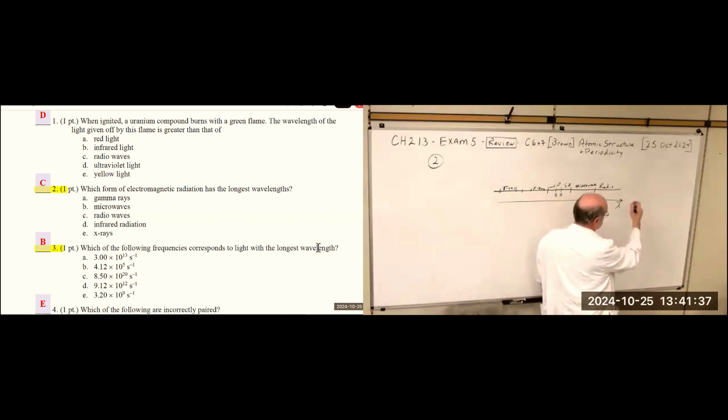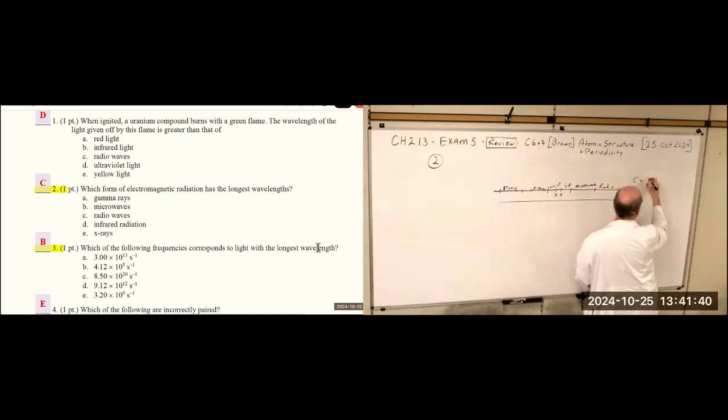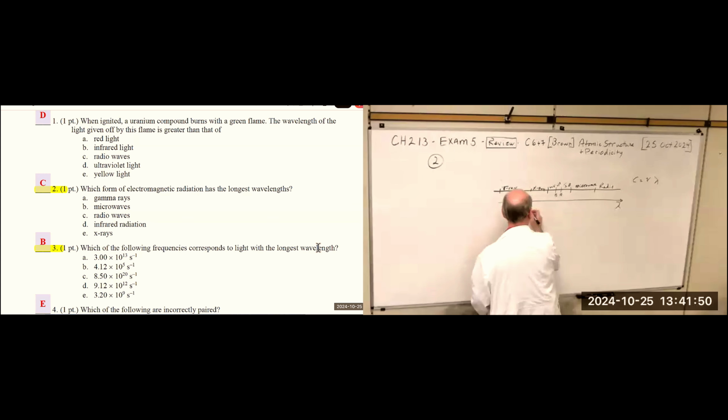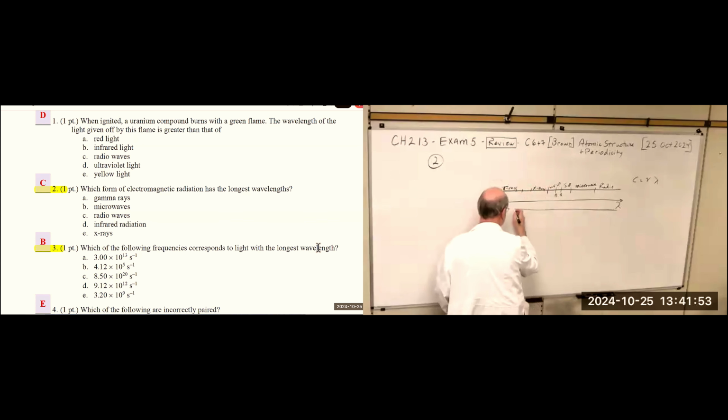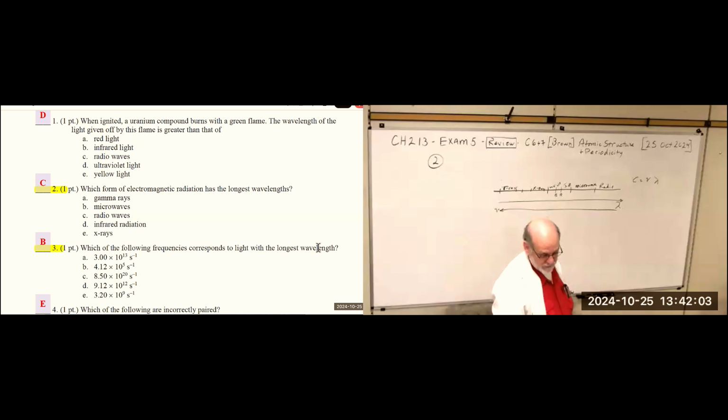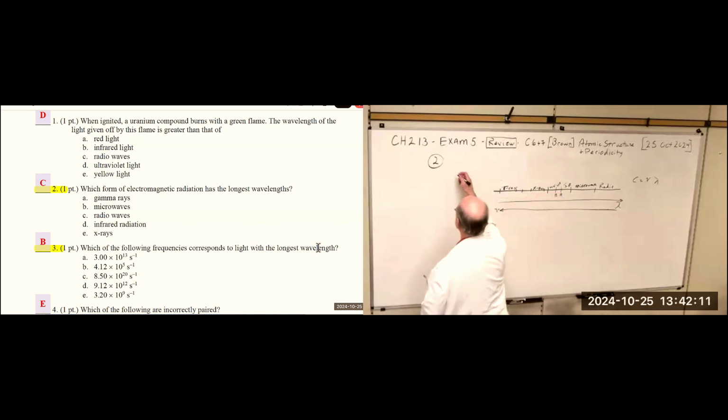So since speed of light equals frequency times wavelength, they're inversely proportional. As this one gets bigger, the frequency gets smaller. So the frequency will increase this direction. They're opposite to one another. Okay. So to answer the question, the longest wavelength is on this end. Let's see what we got to choose from. Microwave, radio waves. There you go. Radio. Okay.